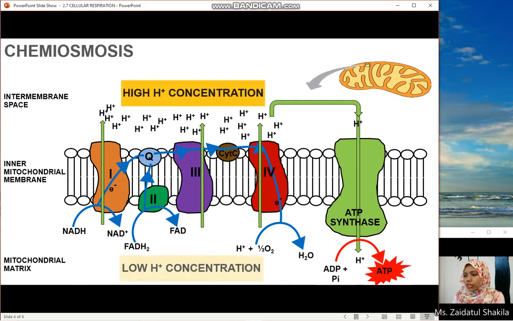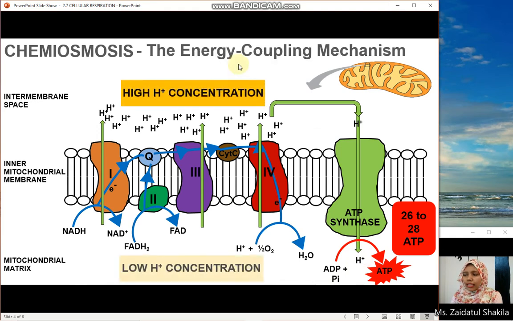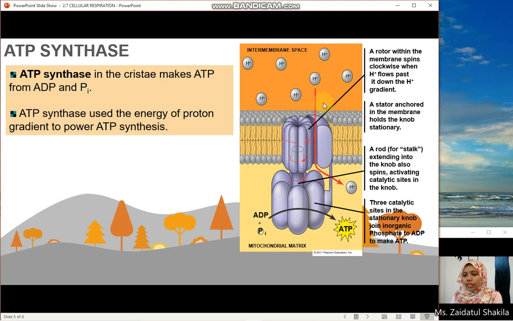Alright, this process produces 26 to 28 ATP, compared to glycolysis and the Krebs cycle, which produce only 2 ATP per glucose in each process. And because chemiosmosis links the electron transport chain to ATP synthesis, chemiosmosis is known as the energy coupling mechanism. And now you know how ATP is produced in oxidative phosphorylation.